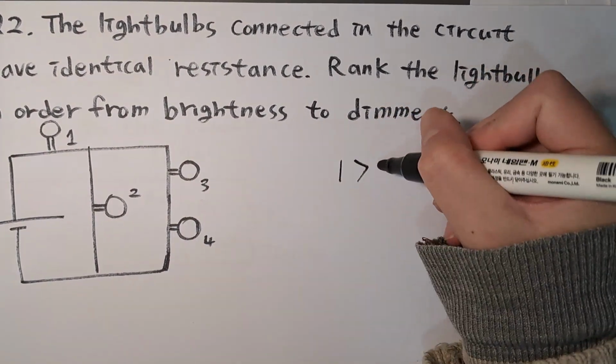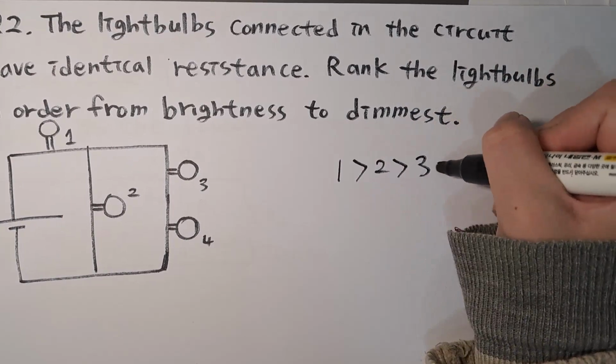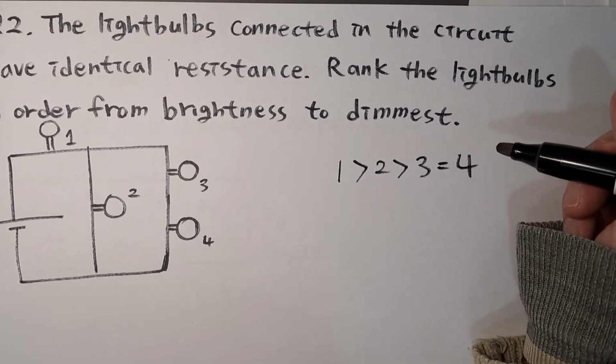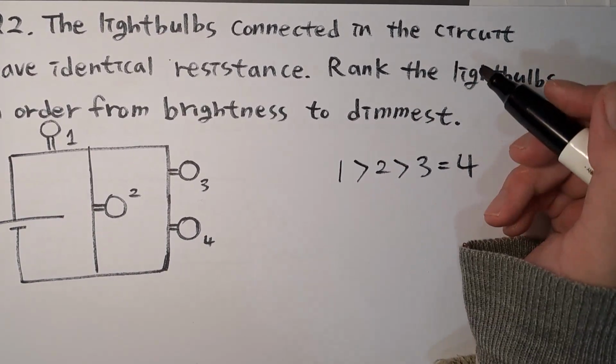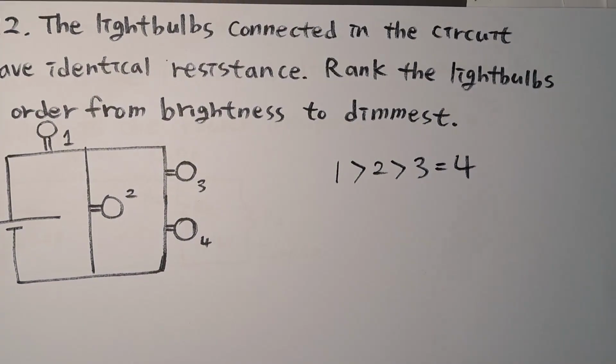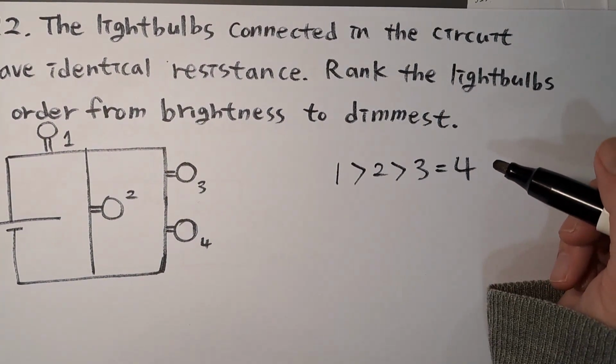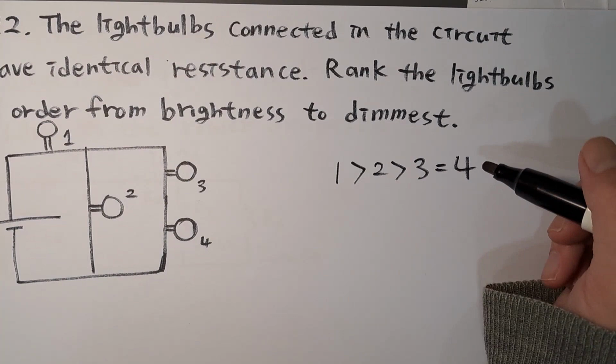So the brightness of bulb 1 is the greatest, and the brightness of 3 and 4 is the same.